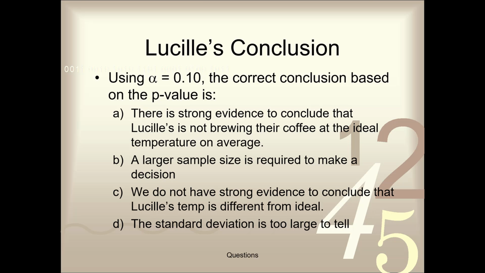Okay, so if the level of significance was 0.1, the correct conclusion based on the p-value is: we do not have strong evidence to conclude that the temperature is different from ideal. Basically, we're getting the same conclusion we had before. The p-value is really high. It's not less than 0.1, so I can't reject the null. So we do not have strong evidence to conclude that the temperature is different from ideal. So C would be the answer there.